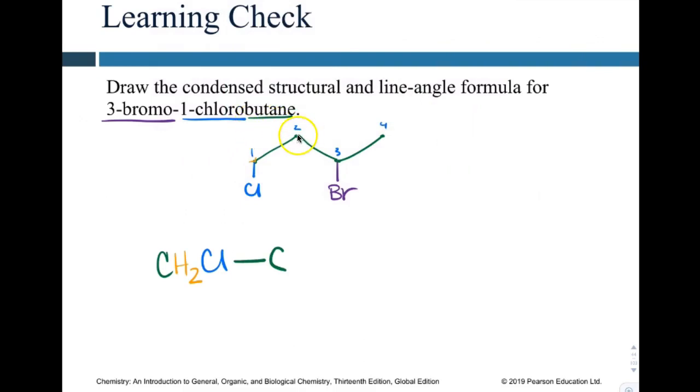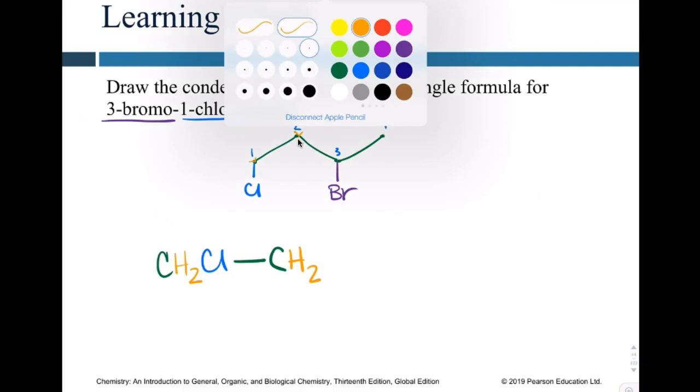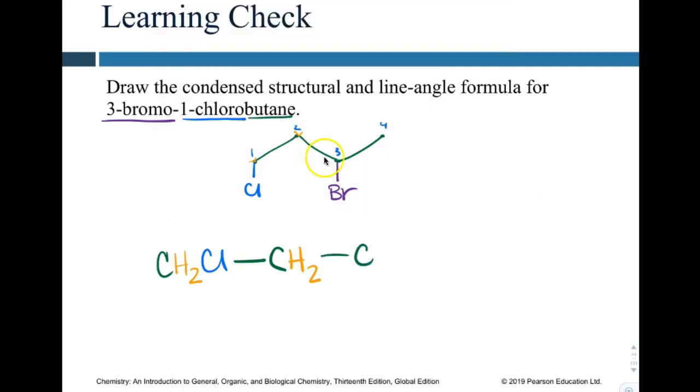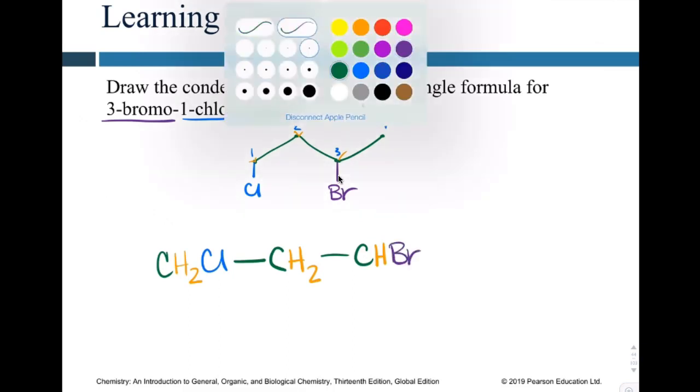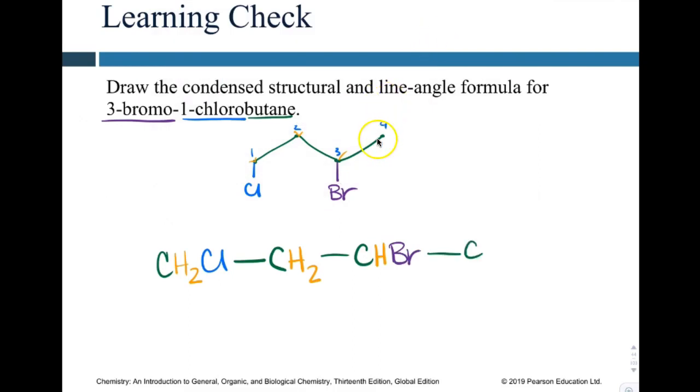So carbon number 2 has how many H's hanging off of it, because it has 2 bonds already? It has two H's, so H2. And it doesn't really have any other groups hanging off of it, so we can just continue on to carbon number 3. Carbon number 3 has 1, 2, 3 bonds, so it needs one more to have its octet, so 1 H. And then you got a bromine hanging off of this one. Oop, that's a purple one. Oh no. So we're going to put our Br here. And then we have a bond to carbon number 4. Carbon number 4 only has one bond, so it needs 3 hydrogens to make up the rest of its octet. And so this would be your condensed structural formula for 3-bromo-1-chlorobutane.